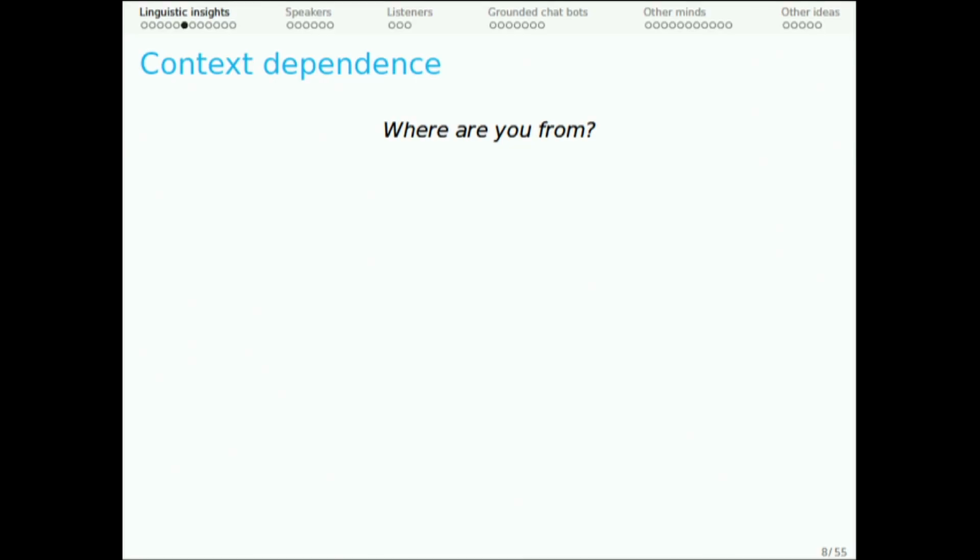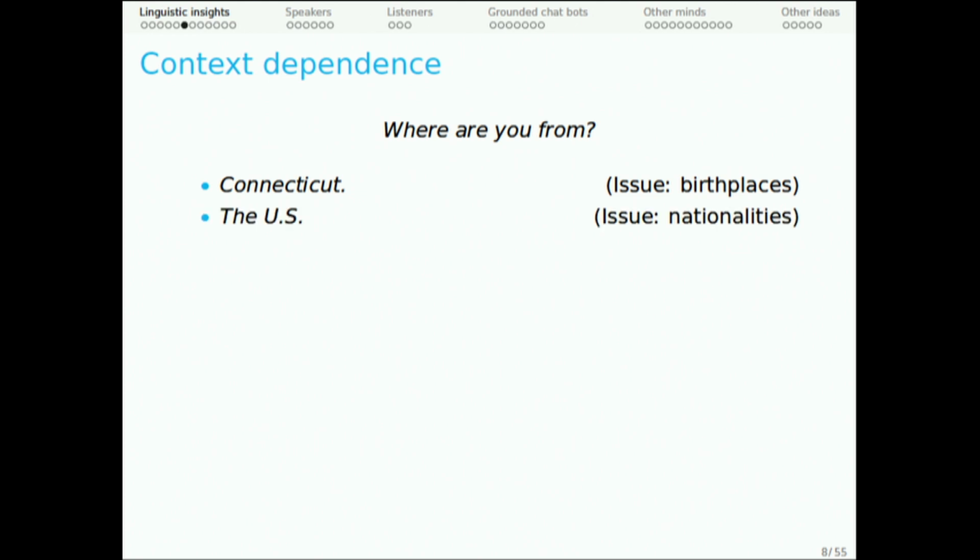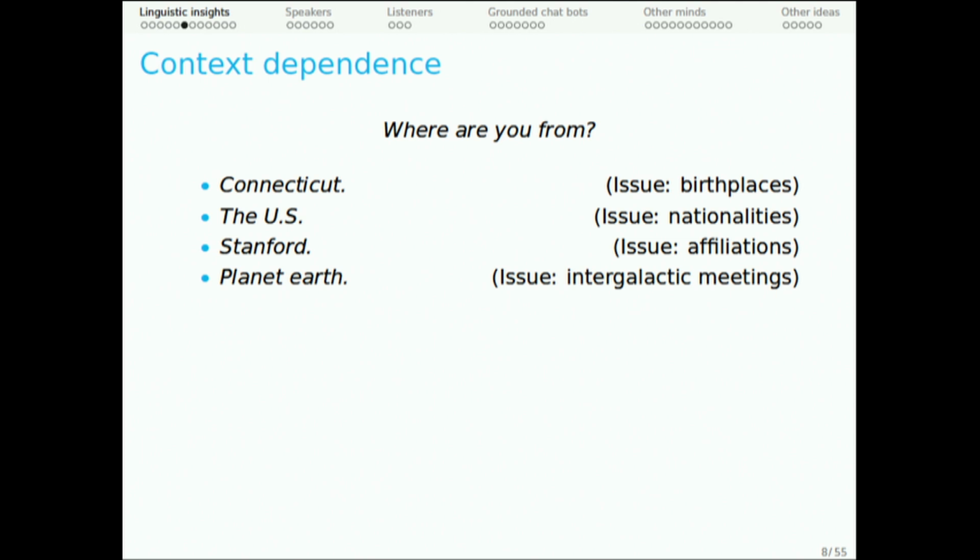Context dependence, where are you from? This is a frustrating question for me. I think about this all the time because when people ask me where I'm from, I never know what sense they mean. Do they mean Connecticut, where I was born, or the US, where I'm a citizen, or Stanford, which is my affiliation, or planet Earth? Again, nobody asks that, but maybe we'll live in an exciting future where they do.